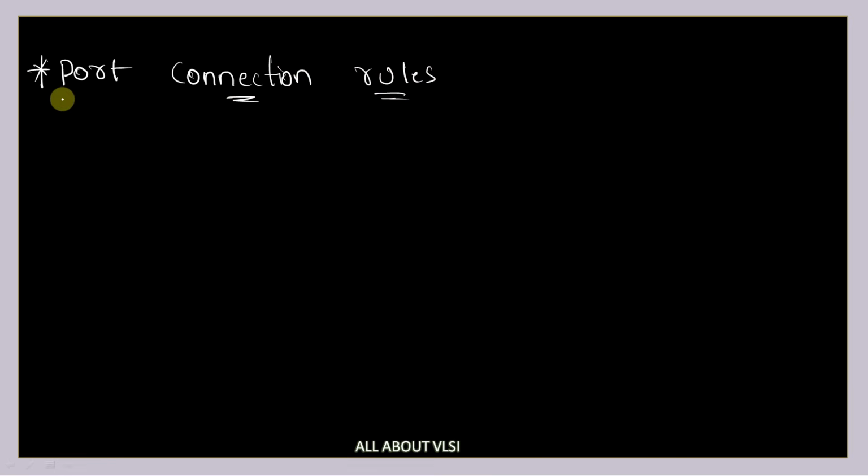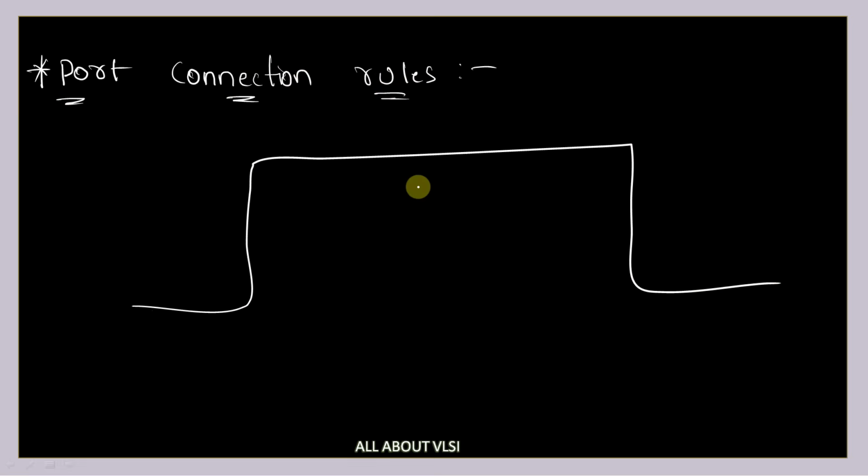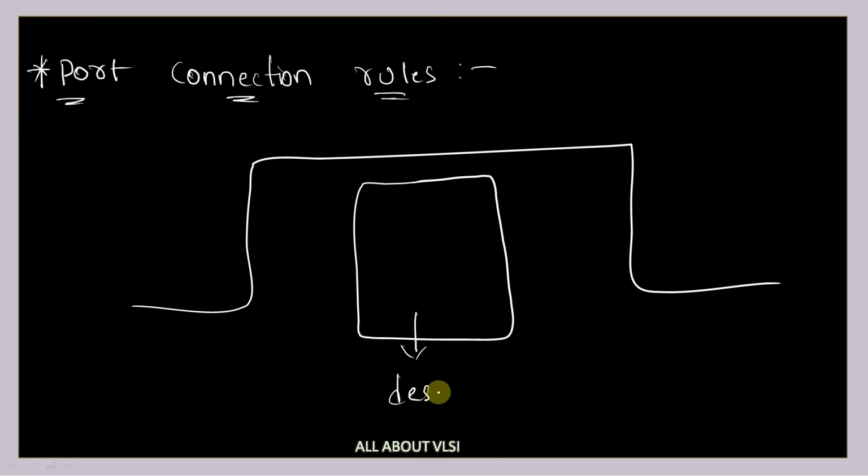Now we need to understand this. You can keep this particular diagram in your mind, as it will help a lot in understanding this concept. Let's say this box is our design A, and this rectangular box outside design A is our test bench.